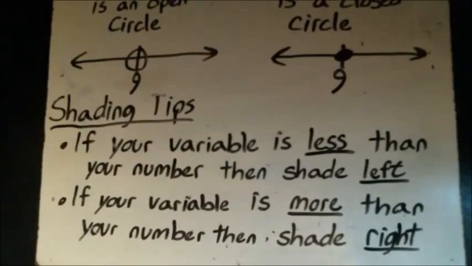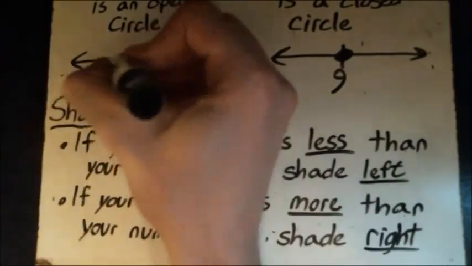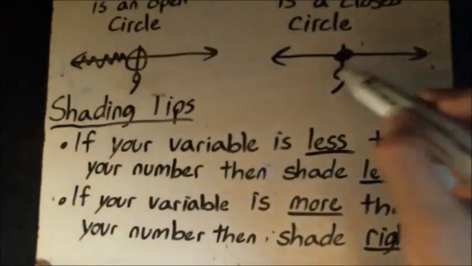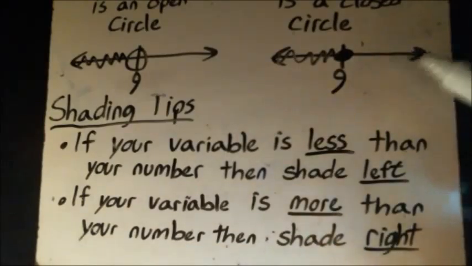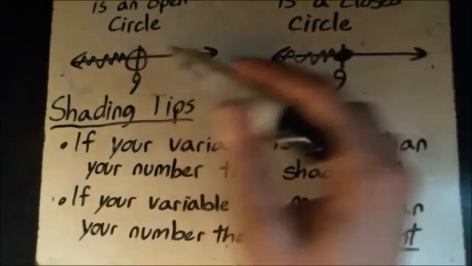As we work on shading these, there's a few things that we have to consider. If your variable is less than your number, then you want to shade to the left. So in this case, for both of these, seeing that we had x is less than or equal to 9, that would mean that we'd want to shade to the left. So I'd want to shade to the left over here, and I'd want to shade to the left over here. All right? And then if your variable is more than your number, or greater than your number, then you're going to shade to the right. So in either of these cases, had our x been greater than that, we would have shaded to the right side of both of these.